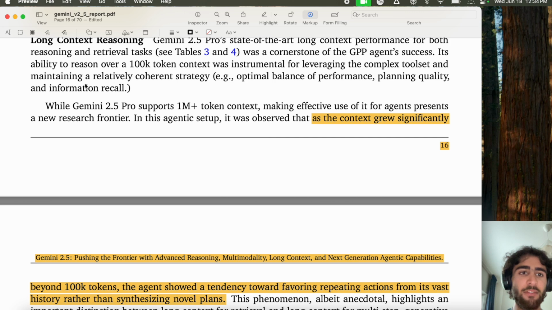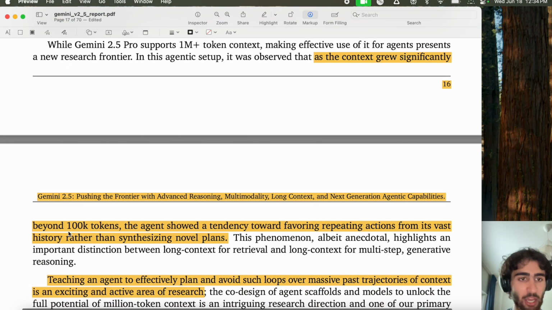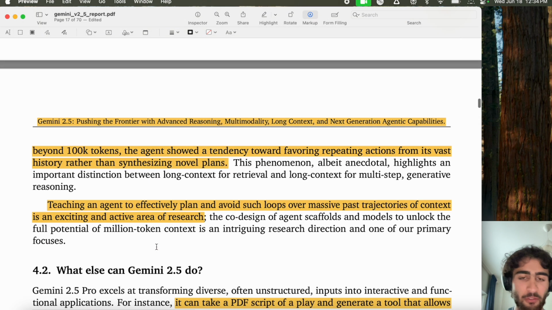So to say that it's still not really multimodal, it's just reading the game's RAM and then acting based off of that. And furthermore, even though Gemini 2.5 Pro has a 1 million context window, as the context grew significantly beyond 100,000 tokens, in the Pokemon game, the agent was essentially repeating the preferred actions from its vast history rather than finding new plans.